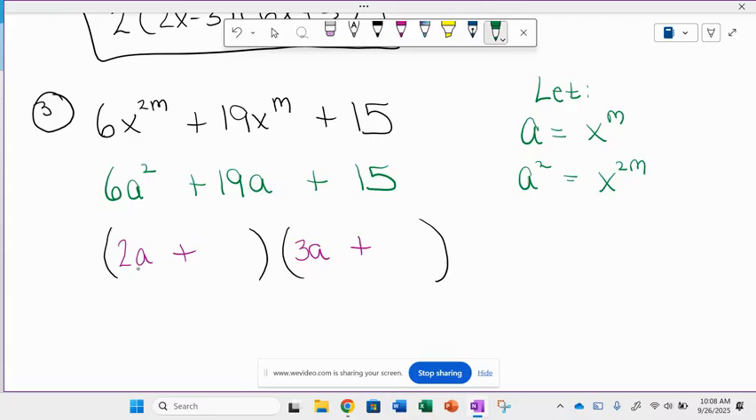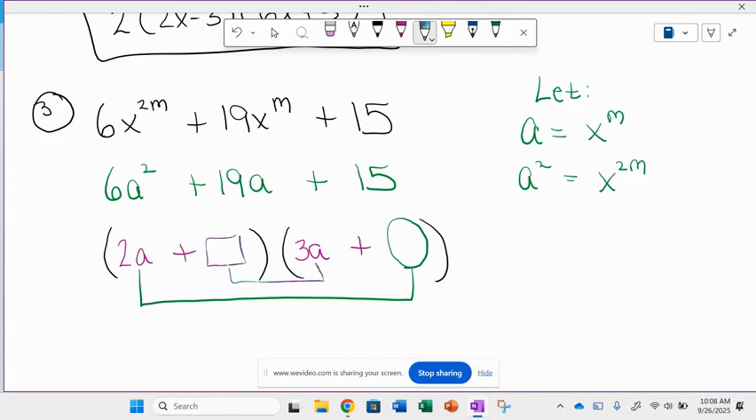And now I need factors of 15 that when I check this, give me 19a in the middle. So there aren't many factors of 15. Some factors of 15 are 1 and 15 and 3 and 5. Which one do you want to start with? Okay, perfect. Can I put the 3 here? No, because that makes a GCF. So I can't put the 3 there, which tells me the 3 would have to go here and the 5 here. Do we all agree?